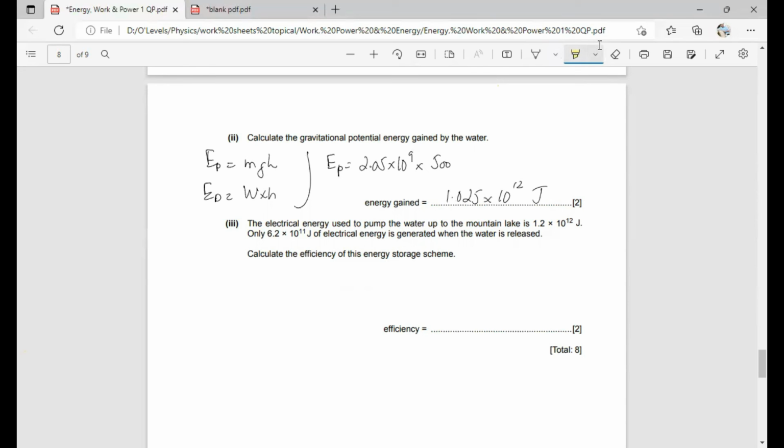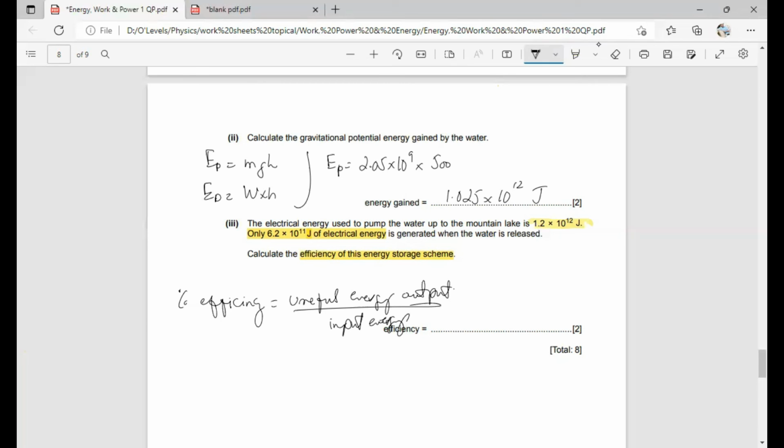Now, this is a part of the efficiency. The electrical energy used to pump the water to the mountain lake is 1.2 × 10^12 joules, but it only gives us 6.2 × 10^11 joules of energy. Calculate the percentage efficiency. Percentage efficiency is equal to useful energy output over input energy.